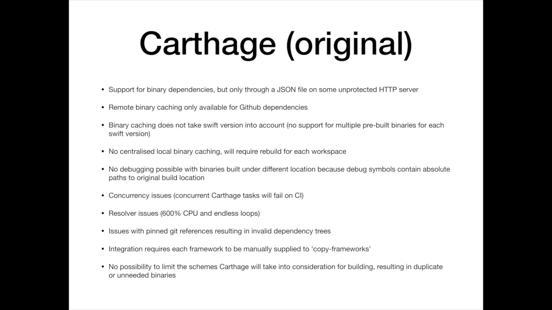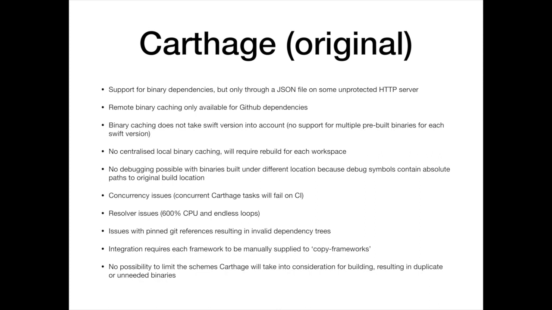Then there's no debugging possible with binaries that were built on a different location, because the debug symbols will contain absolute paths to the original build location, so you won't be able to step into the source code. Then there's concurrency issues. If you run it on the CI and you run more than one Carthage job at the same time, it will quickly fail because it doesn't lock the git checkout directories or the build directories or any other directory that it uses.